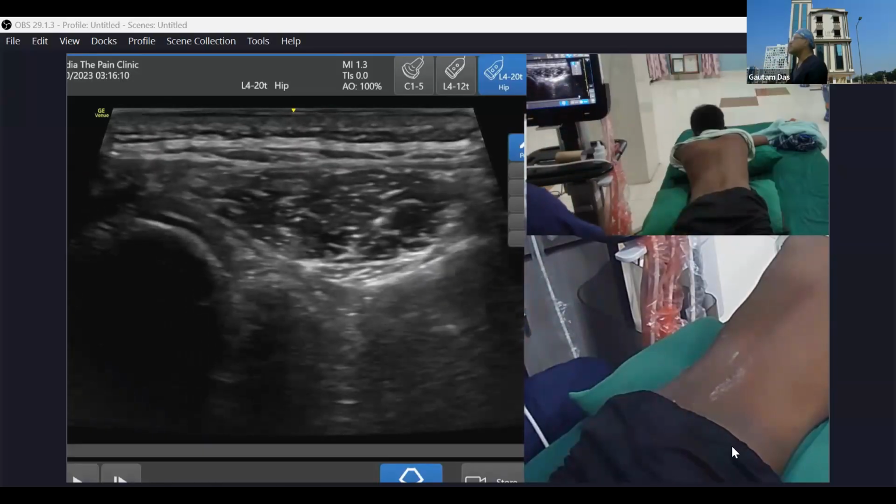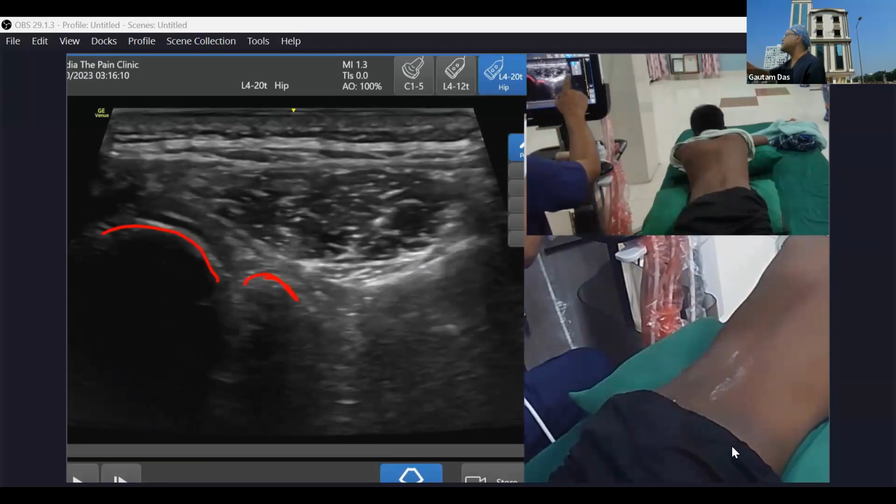So here what you can see, this was your ilium, this was your lateral sacral crest, this was your medial sacral crest, and see the ultrasound is going down. So this is your S2 foramen.